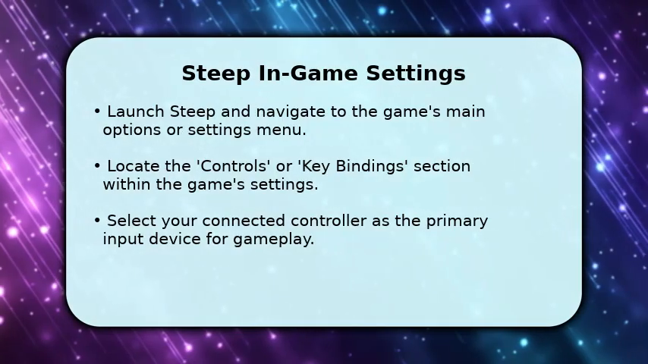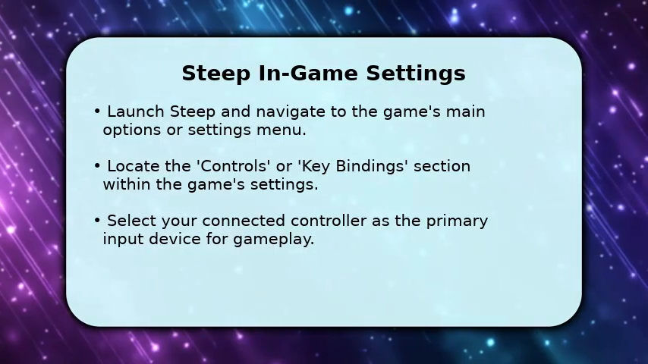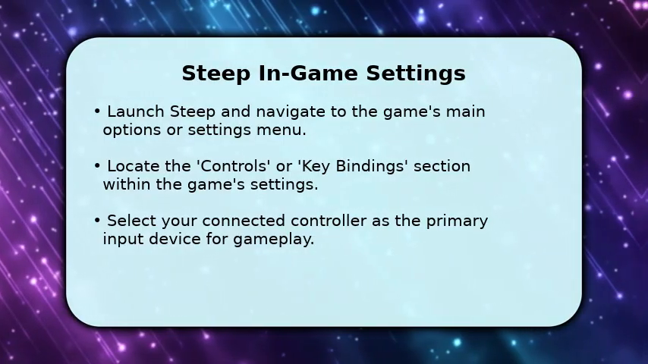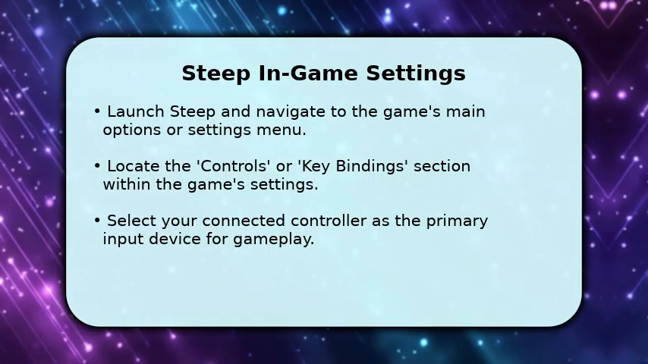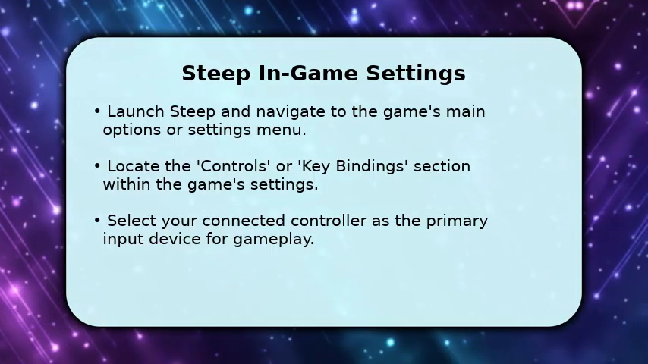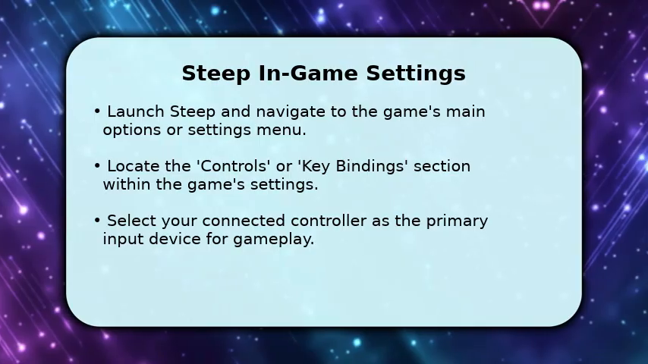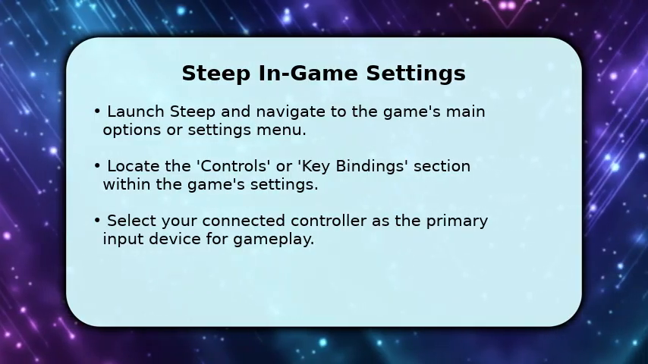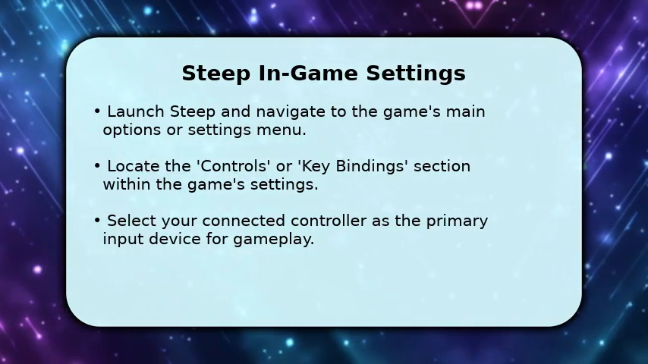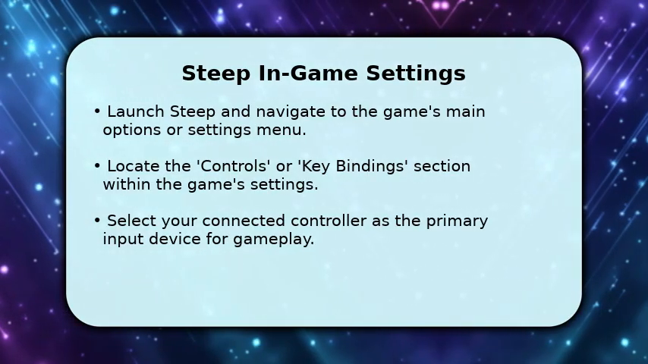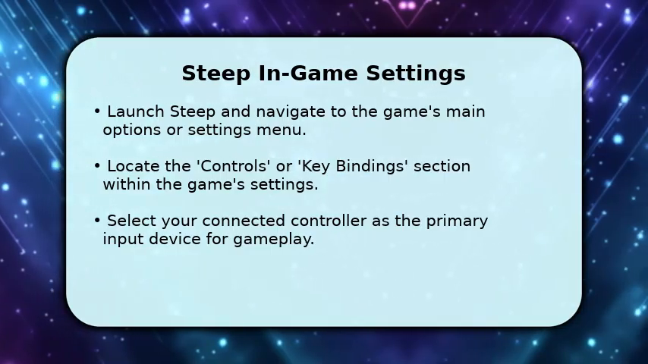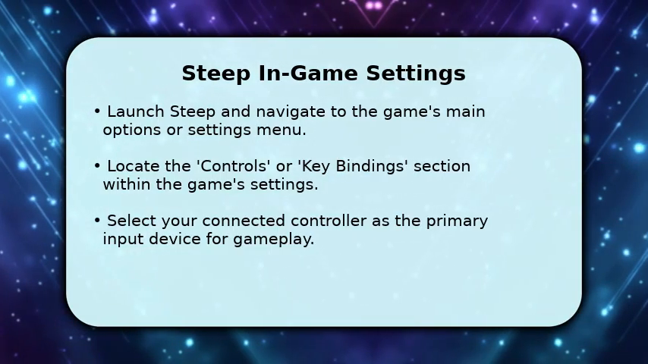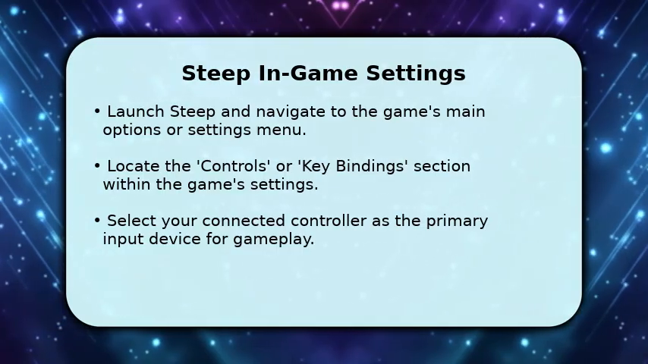Once your controller is connected, launch Steep and head straight into the game's options menu. Look for the Controls or Key Bindings section, which is usually found under the main settings. Here, you should see an option to select your input device. Choose your connected controller from the list to ensure the game recognizes it as your primary way to play. This step is crucial for the game to respond to your controller inputs.